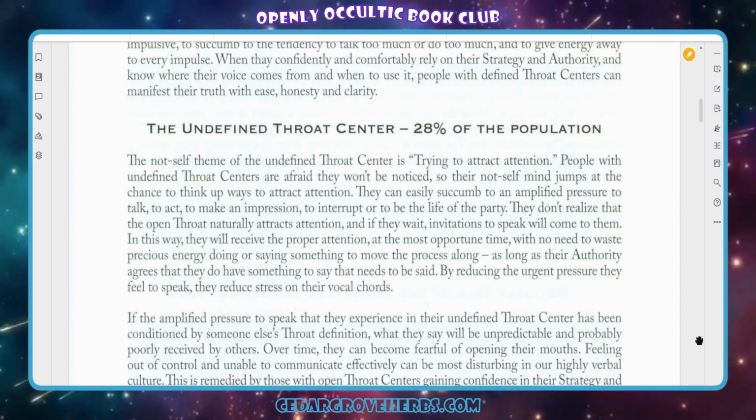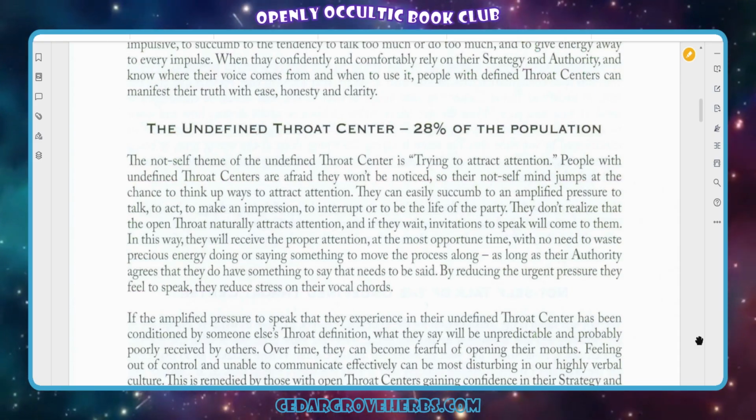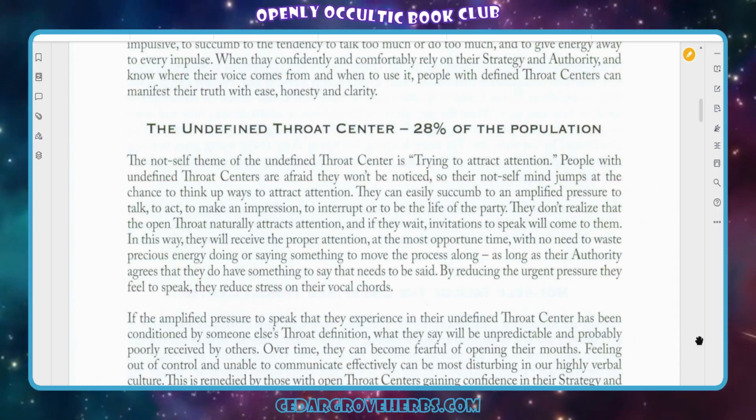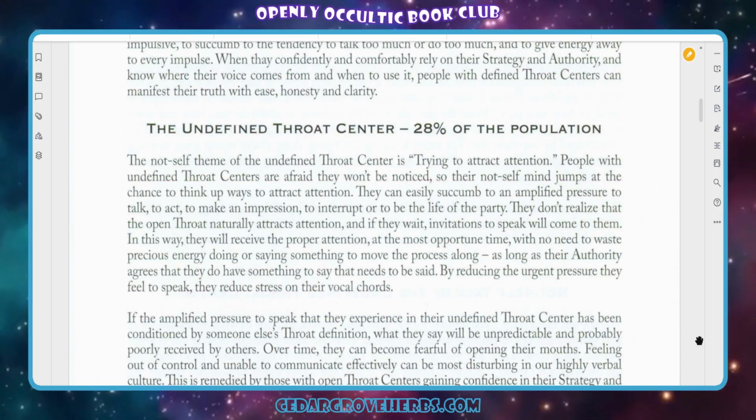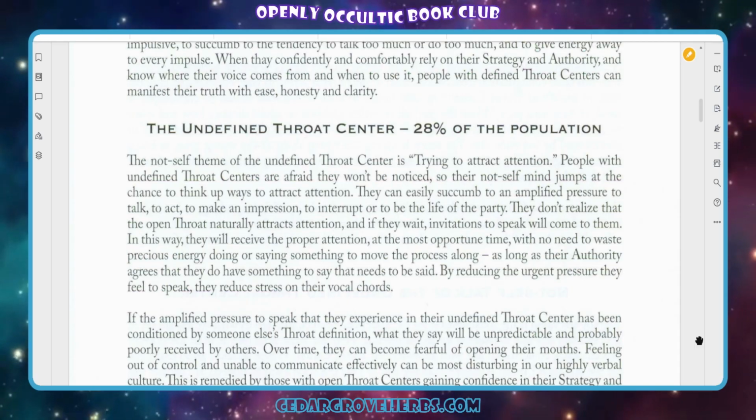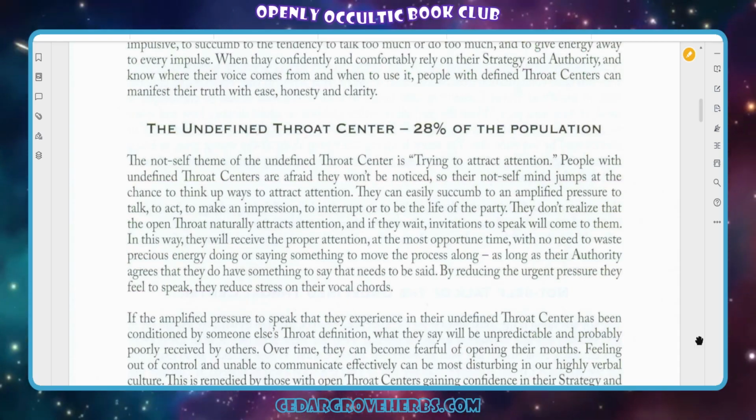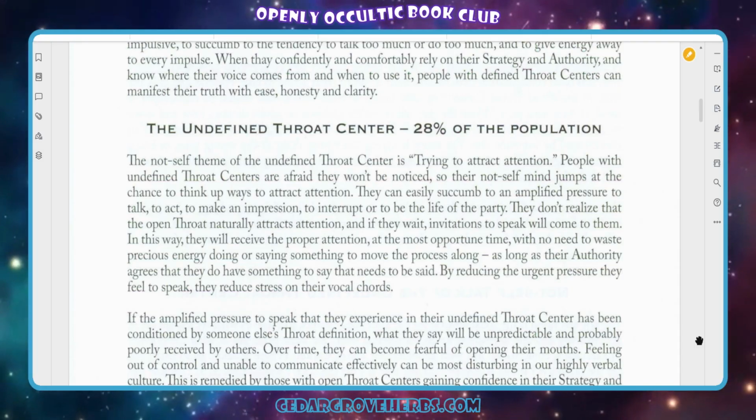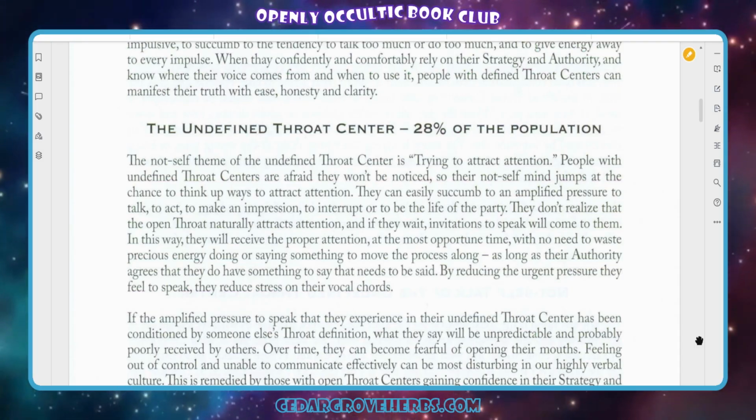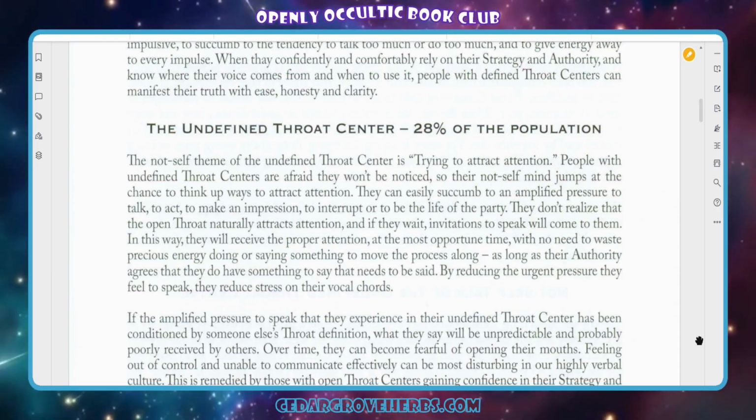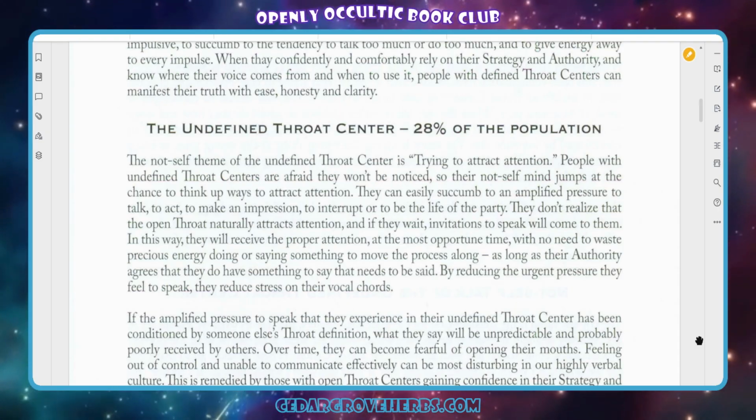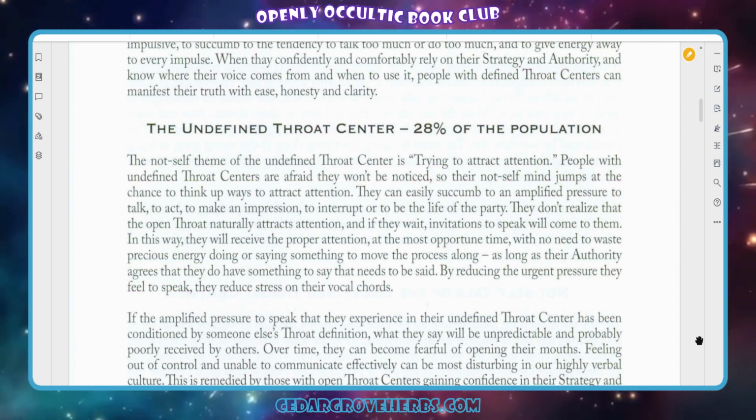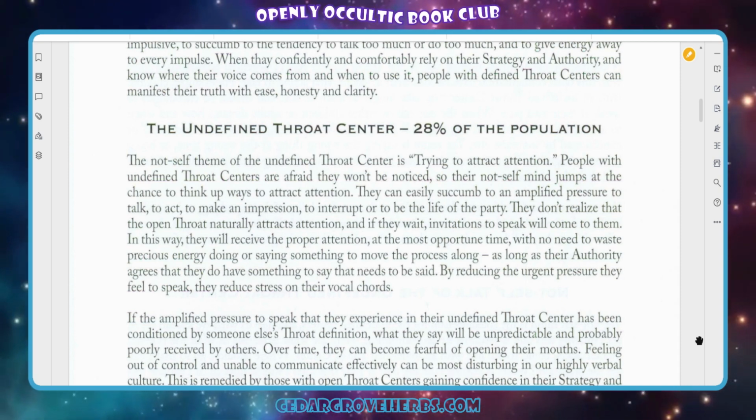They don't realize that the open throat naturally attracts attention, and if they wait, invitations to speak will come to them. In this way, they will receive the proper attention at the most opportune time with no need to waste precious energy doing or saying something to move the process along. As long as their authority agrees that they do have something to say that needs to be said. By reducing the urgent pressure that they feel to speak, they reduce stress on their vocal cords.